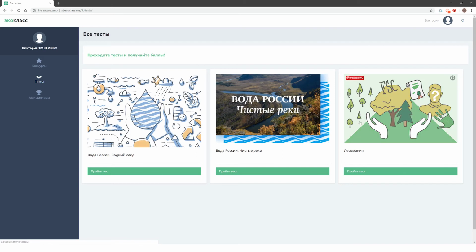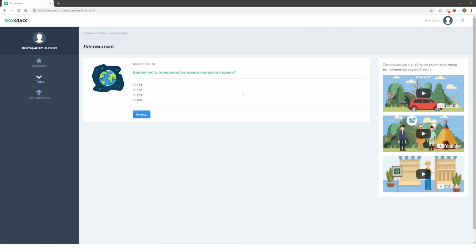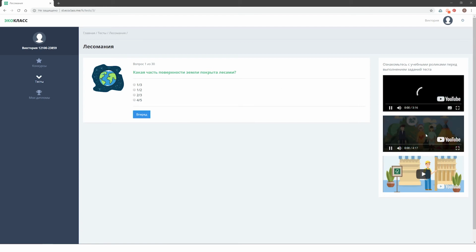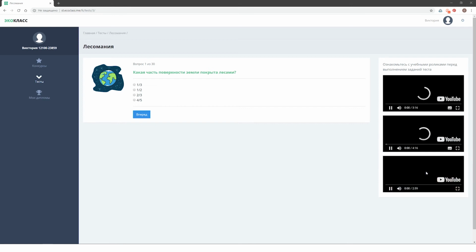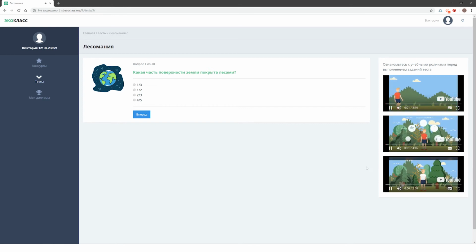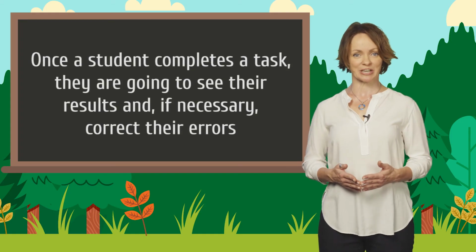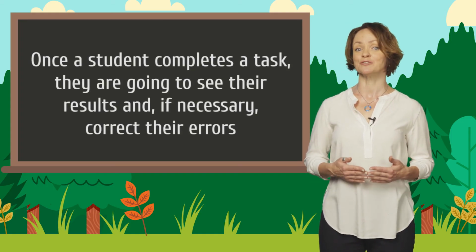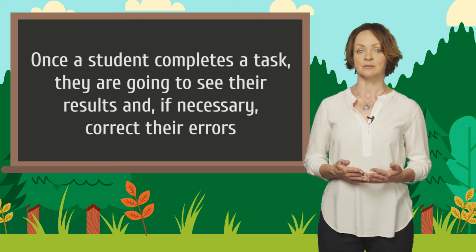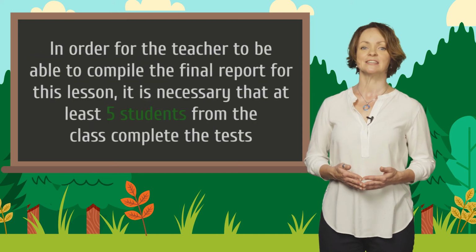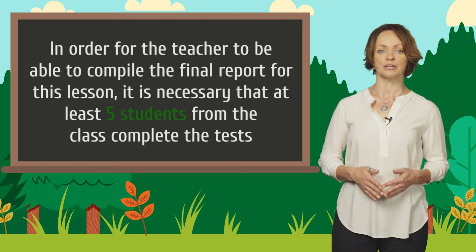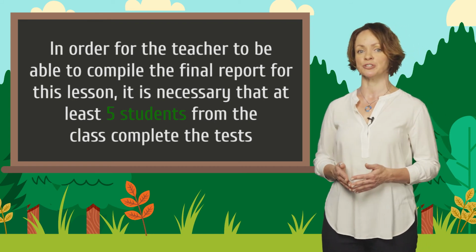For the junior high school students, the lesson's online part has 3 videos and a number of interactive tests. The goal of the videos and tests is to familiarize the students with the concept and principles of sustainable forestry. They are going to help the students solidify the knowledge obtained in class and to start using this knowledge in their lives. Once a student completes a task, they are going to see their results and, if necessary, correct their mistakes. To compile the final report for this lesson, it is necessary that at least 5 students from the class complete the tests.